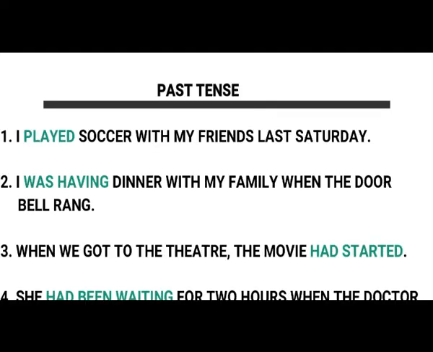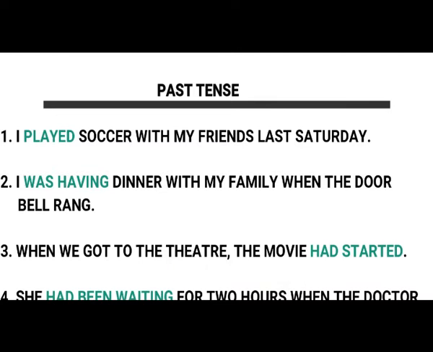Look at the following examples to understand past tense more properly. I played soccer with my friends last Saturday. This is called simple past tense. I was having dinner with my family when the doorbell rang. Was having. This is called past continuous tense. When we got to the theater, the movie had started. The movie had started. It is a perfect tense, past perfect tense.